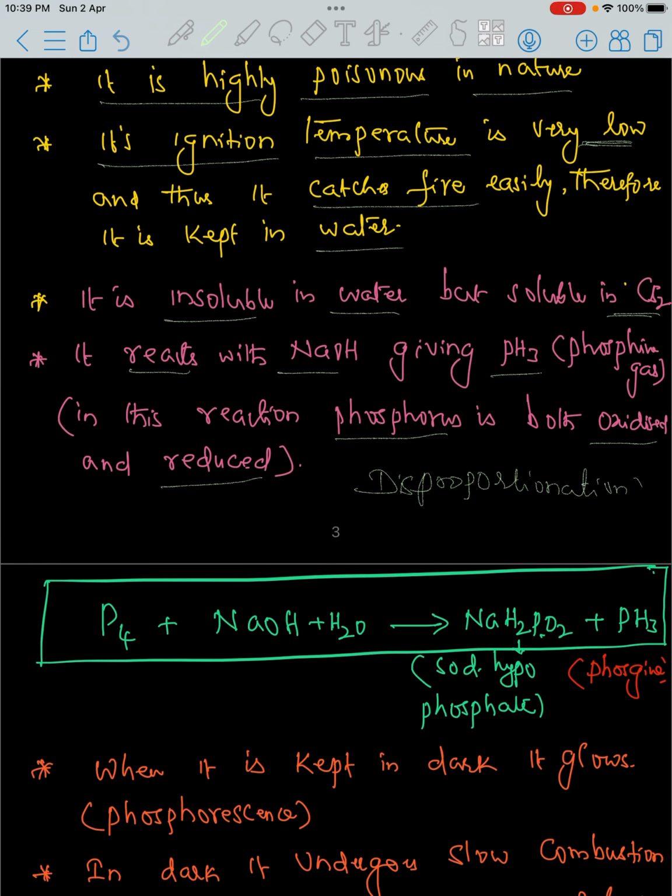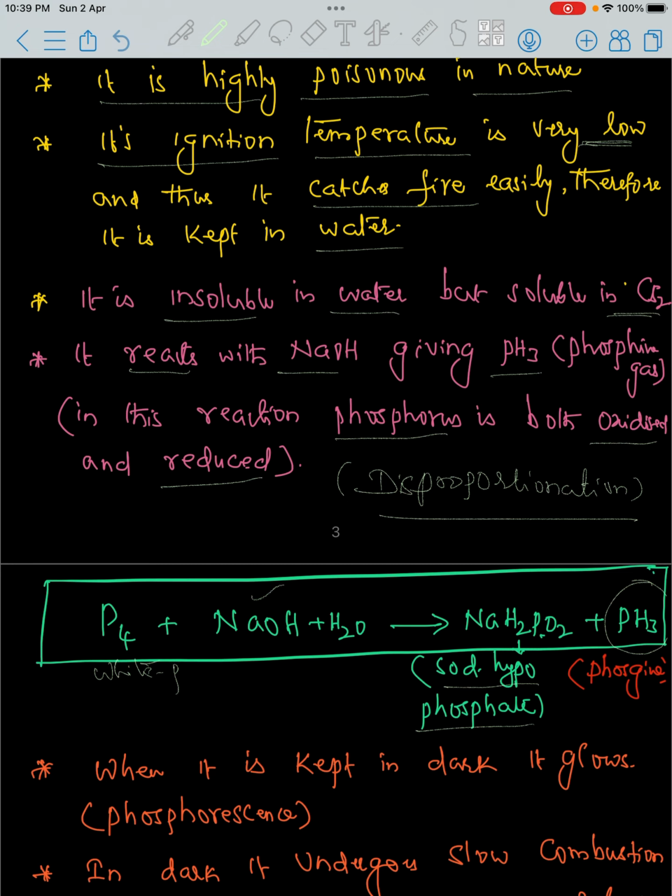Disproportionation reaction: when the same element undergoes both oxidation and reduction, it is called a disproportionation reaction. Let us see the reaction. This is white phosphorus. When white phosphorus reacts with alkali, that is sodium hydroxide, in the presence of water, we get sodium hypophosphite. Along with that, our desired product, phosphine, is formed.